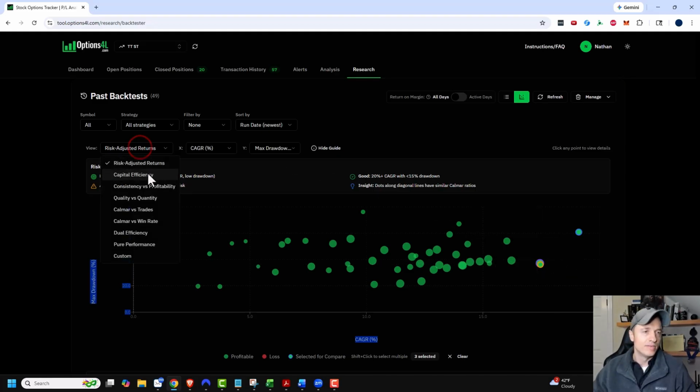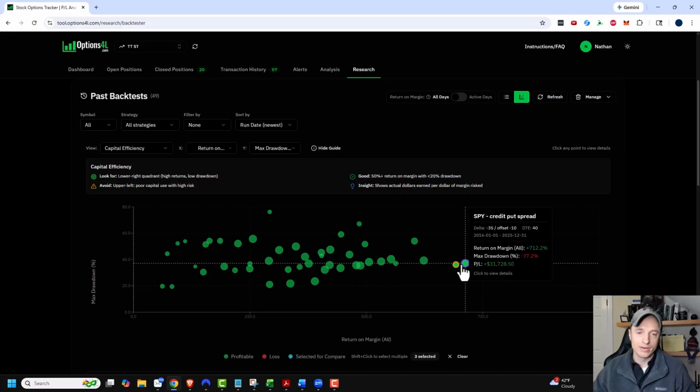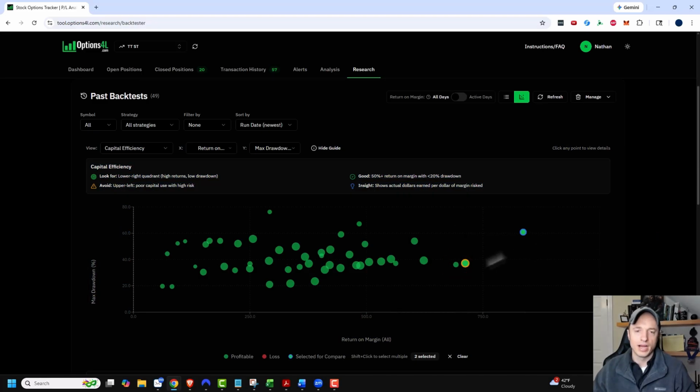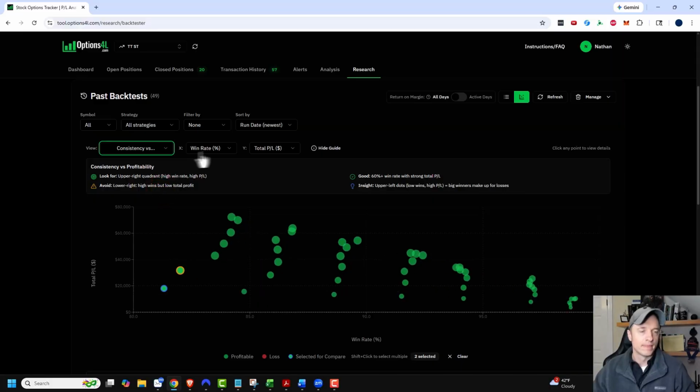All right, so moving on, we got capital efficiency. So this is return on margin versus max drawdown. And we're looking for the lower right quadrant, high returns, low drawdown. And basically those are the three that we selected right there. This one's a little bit better than this one, so maybe I'll just unselect that one, trying to limit our options here. We don't want to optimize every single thing, or we'd be here forever. Moving on, we got consistency versus profitability. And right here, we're comparing win rate to total P&L.